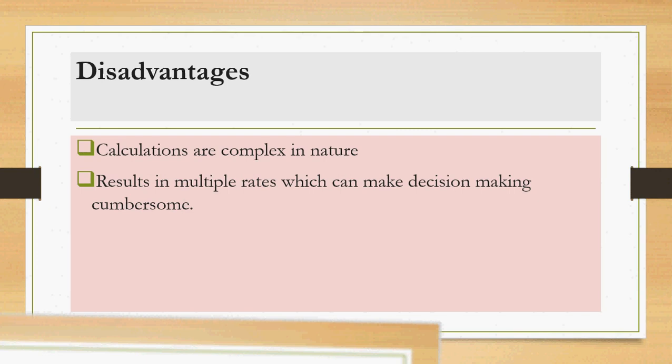Calculation of IRR is not simple for an average person. That means calculation of IRR is a little difficult. It cannot be followed by an average common person. Second disadvantage: in case of multiple cash flows or multiple rates, decision making becomes difficult.